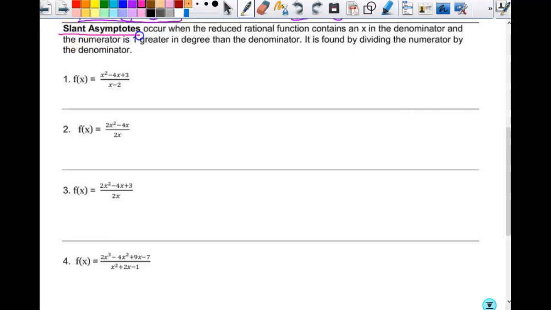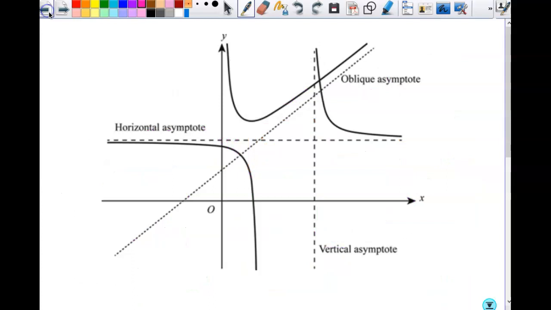Okay. Slant asymptotes. This might be new to some of you, but it's really not that big of a deal. Let me show you real quick. You'd never have a graph that actually looked like this. It just kind of is everything in one. We have our horizontal asymptote, so this comes up and hugs that horizontal asymptote, and it can come down here and hug it like that. Then we have a vertical asymptote, which this is hugging. Then we have an oblique asymptote, or slant asymptote, this dotted line. The function is getting closer and closer to that oblique asymptote.